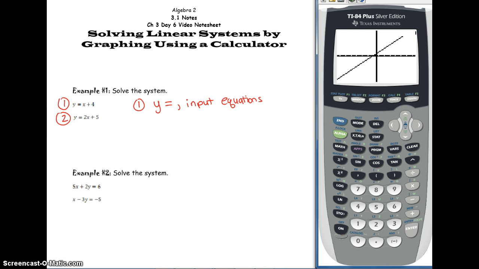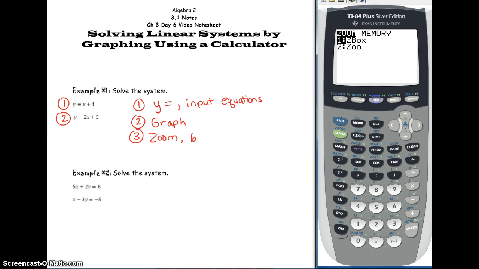If your calculator looks funny like mine, we're going to press graph, okay? And then you can also go to zoom and press number 6 just to get a 10 by 10 grid. So I'm going to go to zoom and press 6. That way you can see it in a 10 by 10 grid, and we can see where the intersection is right there, okay?